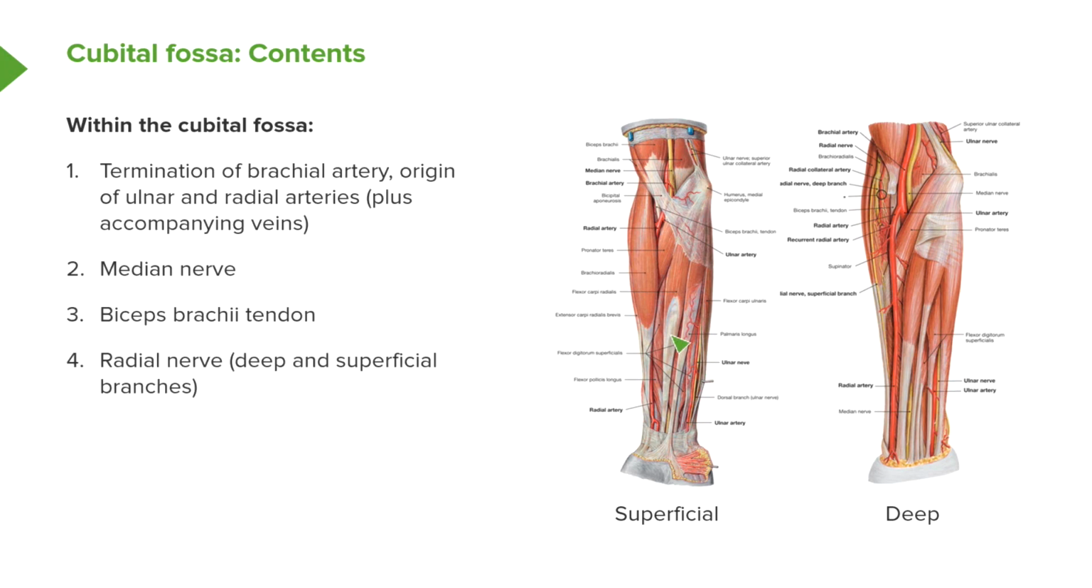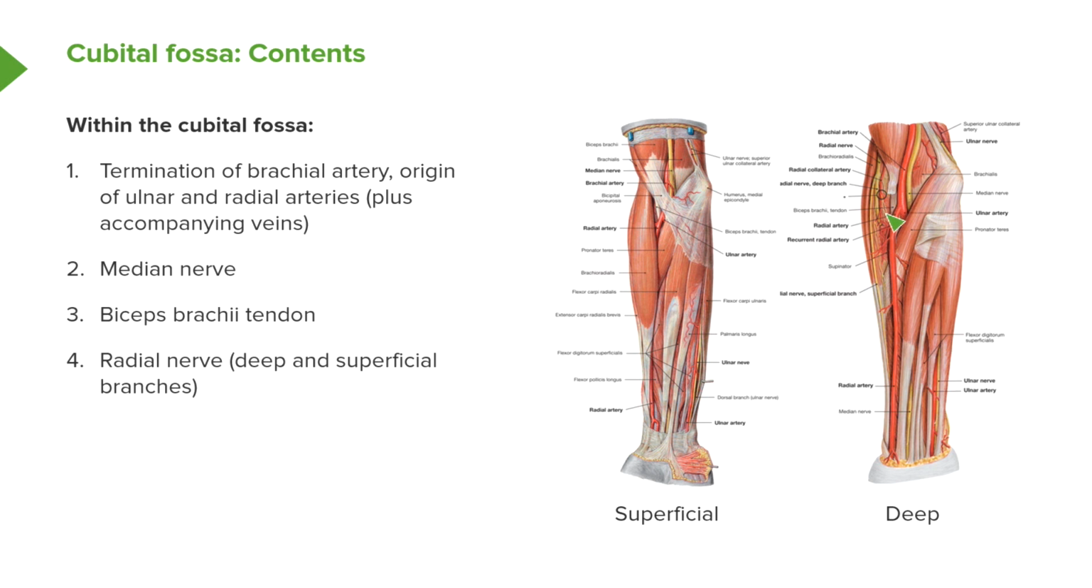So, the contents, to recap, within the cubital fossa, we have the termination of the brachial artery, we can see here. If we follow the brachial artery deep through the cubital fossa, we find we have it dividing into the radial and the ulnar arteries. We can see we have the median nerve. We can see we have the biceps tendon.